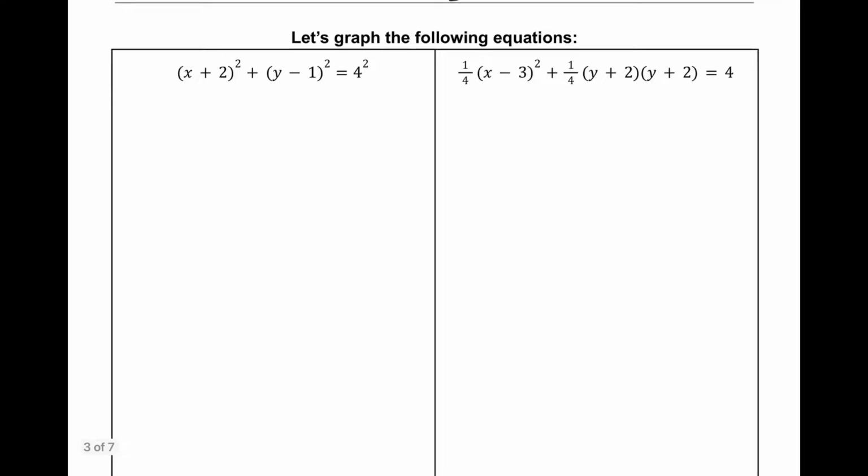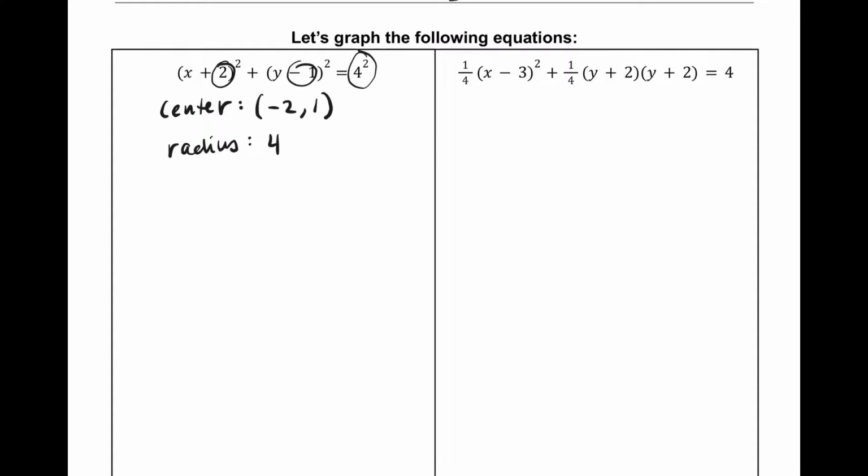This first one, all we're going to do is just see. This side says 2, and this side says -1, okay? So my h, k, let's write this down. My center, I'm always going to find my center first. My center is the opposite of these guys. It's (-2, 1), okay? My radius is 4, okay? Because it's 4 squared.